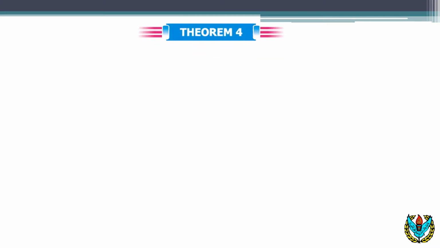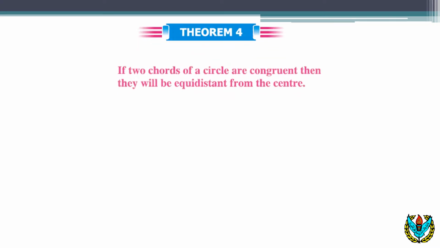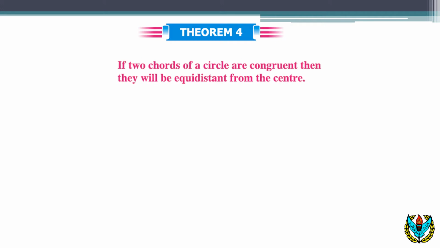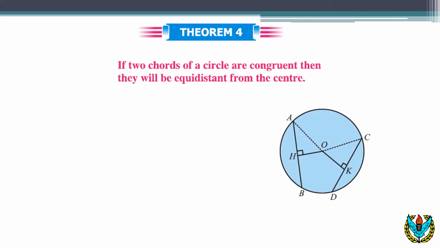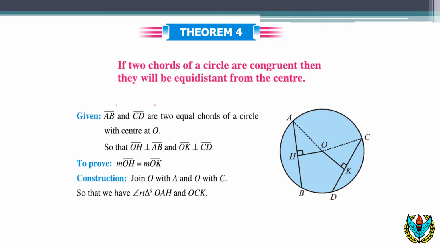Theorem number 4 states that if two chords of a circle are congruent, then they will be equidistant from the center. If we have two equal chords AB and CD, then these chords will be at equal distance from the center. That is, measurement OH is equal to measurement OK. We have to prove that.